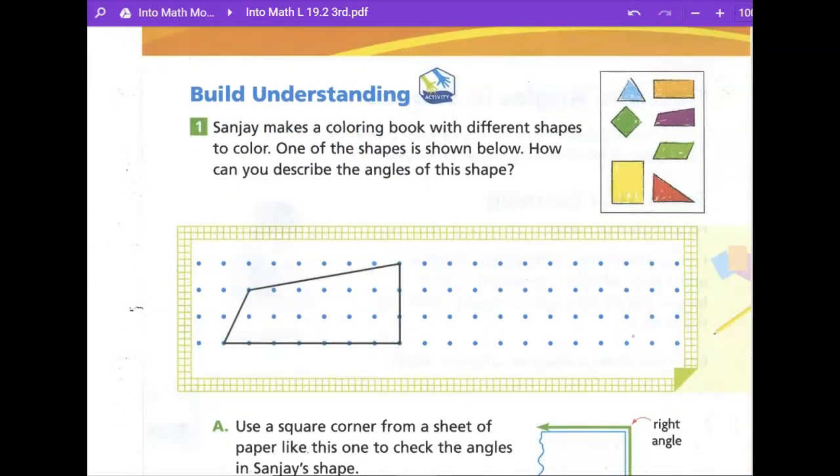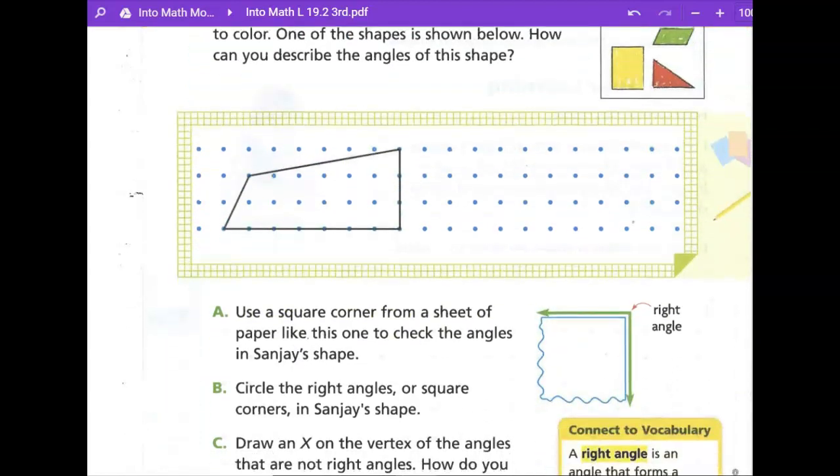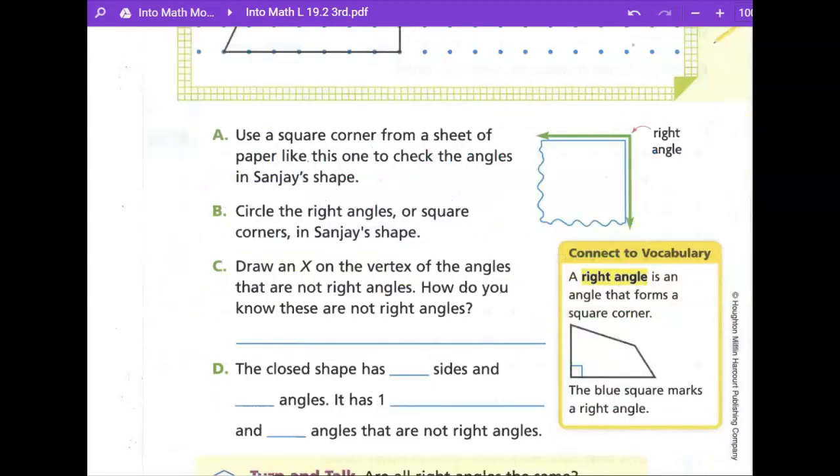Turn your page over. Sanjay makes a coloring book with different shapes to color. One of the shapes is shown below. How can you describe the angles of this shape? Okay. Let's go to A. Use a square corner from a sheet of paper like this to check the angles in Sanjay's shape. Okay, so we're going to go through the steps.